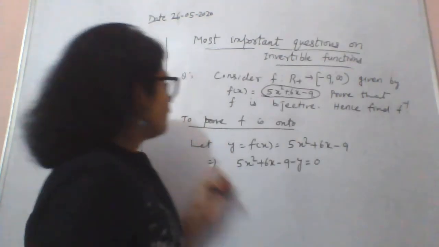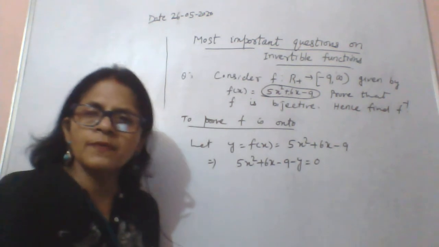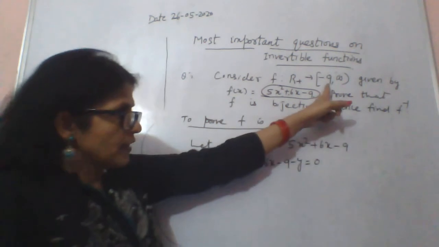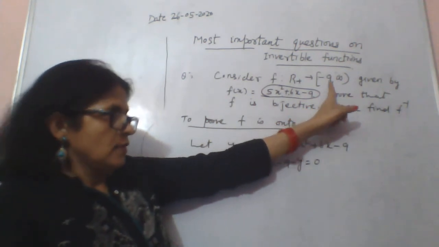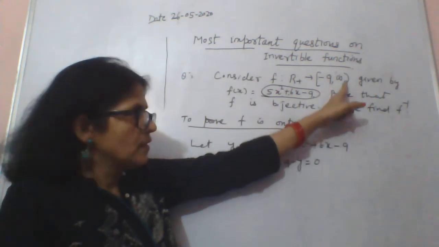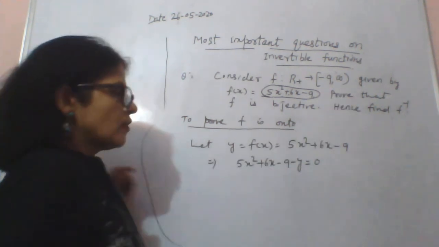So to prove the function is onto, here we have to show the range of the function equal to the codomain of the function. Codomain is minus 9 to infinity, where minus 9 is inclusive and of course infinity is always exclusive.